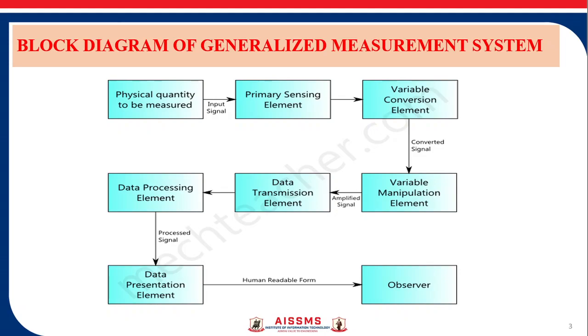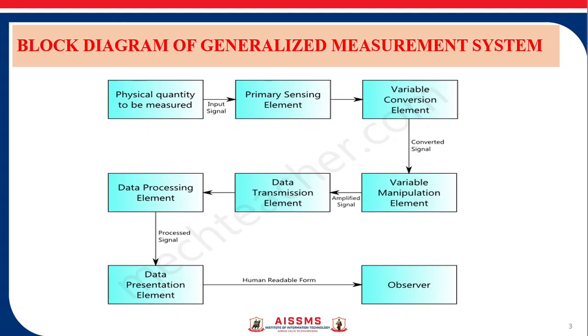Then another block is variable conversion element. This is the next block after the primary sensing element. Now the output of primary sensing element is in the electrical form, which is suitable for control, recording and display. For the instrument to perform the desired function, it is necessary to convert this output to some other suitable form by preserving the original information. This function is performed by variable conversion element. A system may require one or more variable conversions suitable to it.